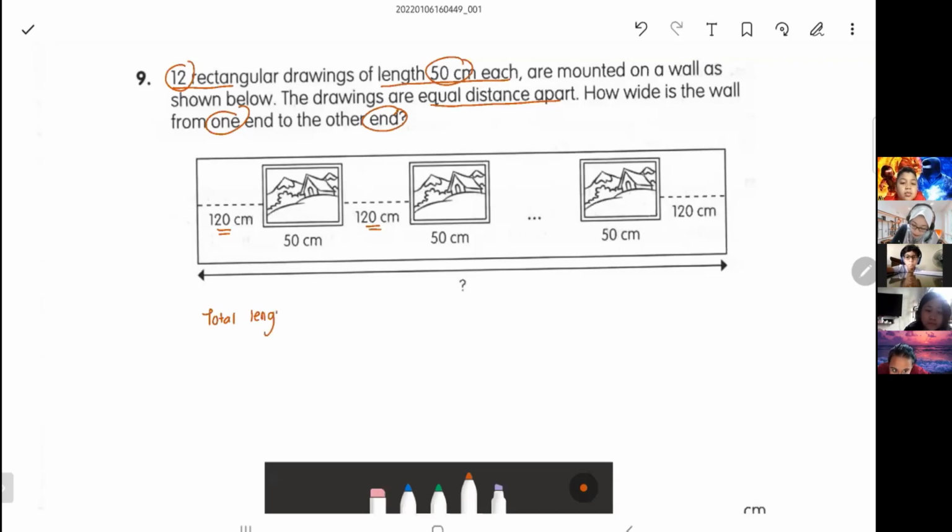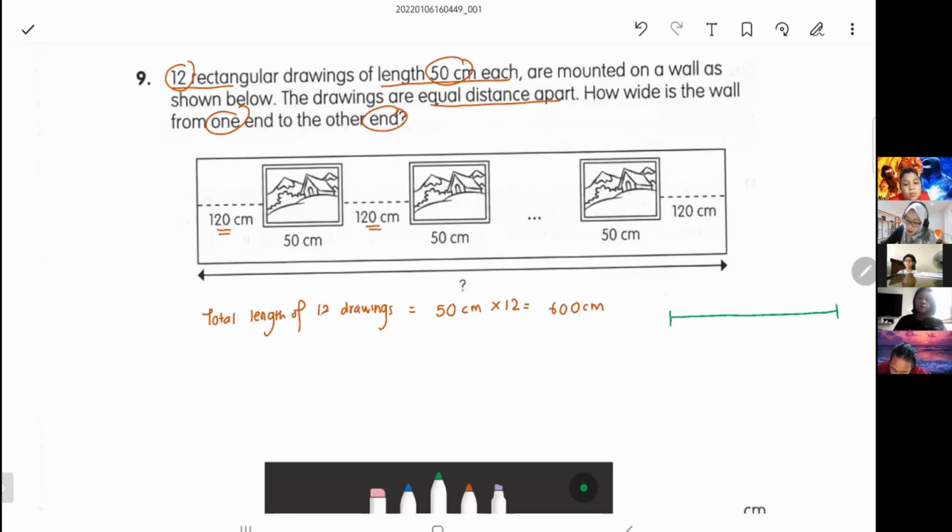Total length of 12 drawings equals 50 cm times 12 equals 600 cm. Okay, now the gaps. If you want to find the gaps, right? I have 12 drawings. Gaps, if you remember, for example, this is from A to B. If this is between A and B, and then if I were to add a few, for example, like that, okay, these are the gaps.